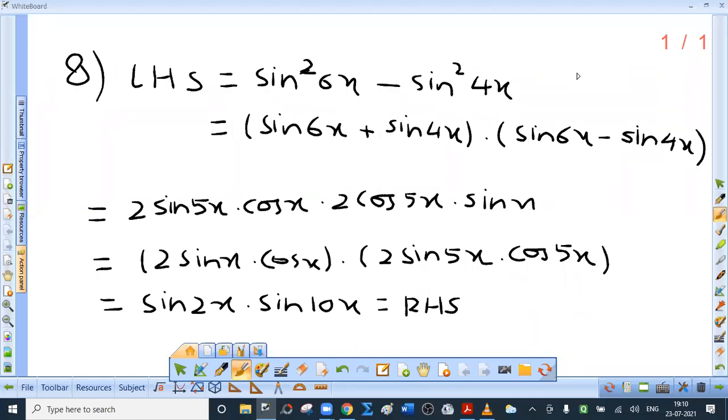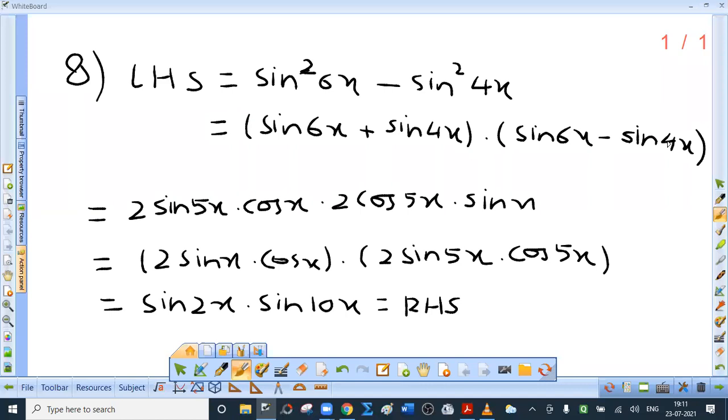Sum number 8. Prove that sin square 6x minus sin square 4x is sin 2x into sin 10x. What are the factors of a square minus b square? A plus b, a minus b. Sin a plus sin b is 2 sin of a plus b by 2 into cos of a minus b by 2. A means 6x, b means 4x.